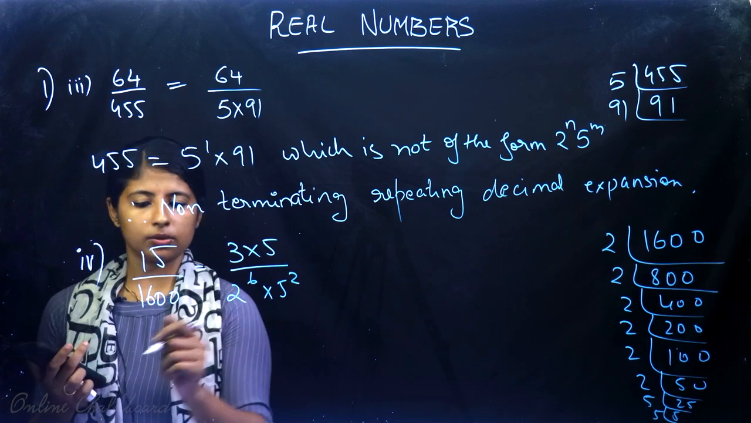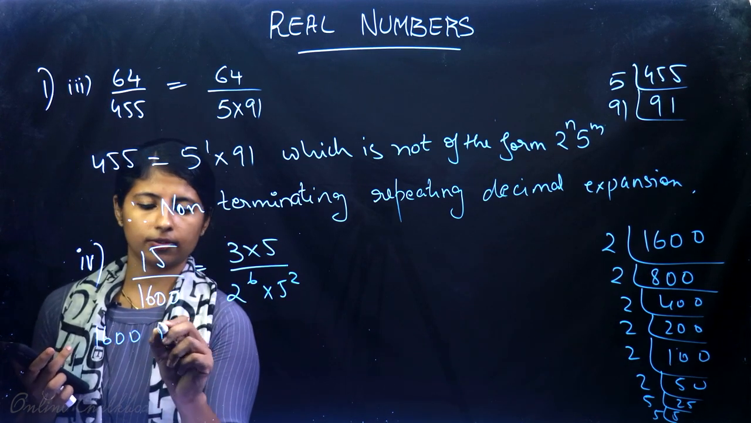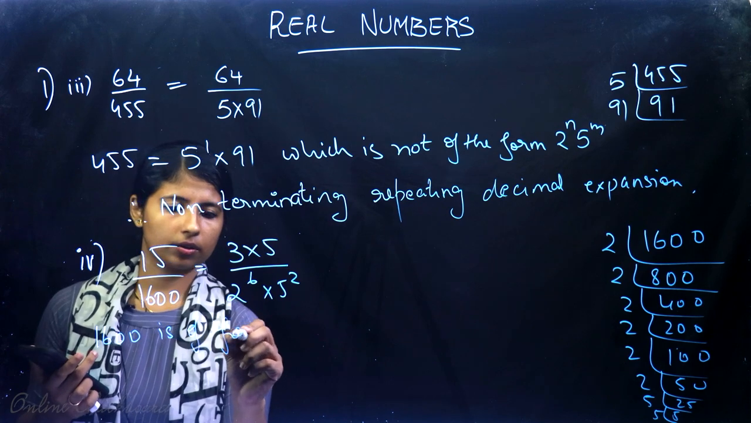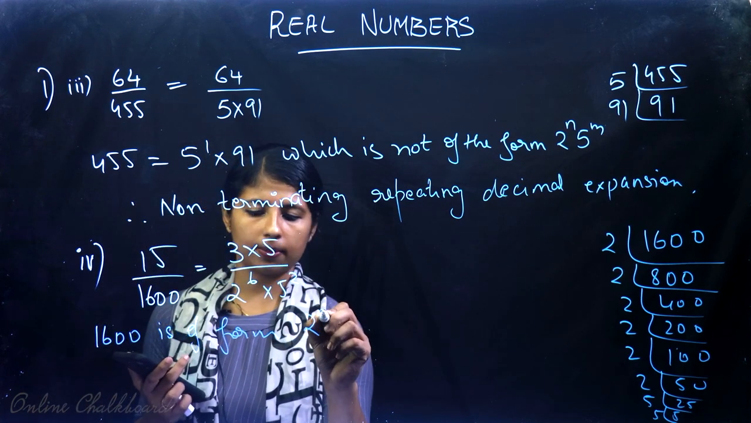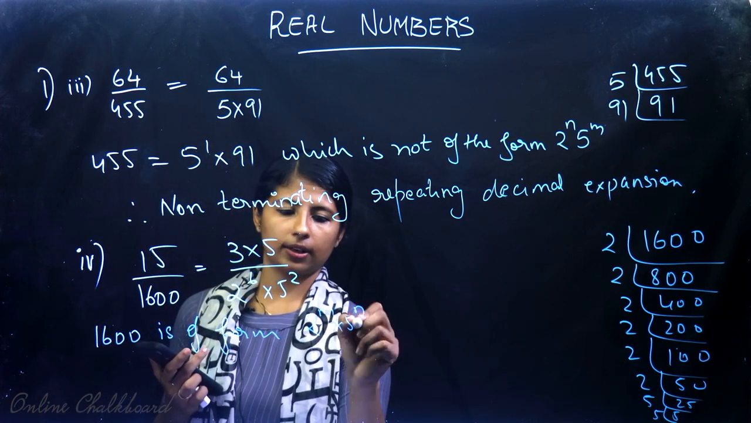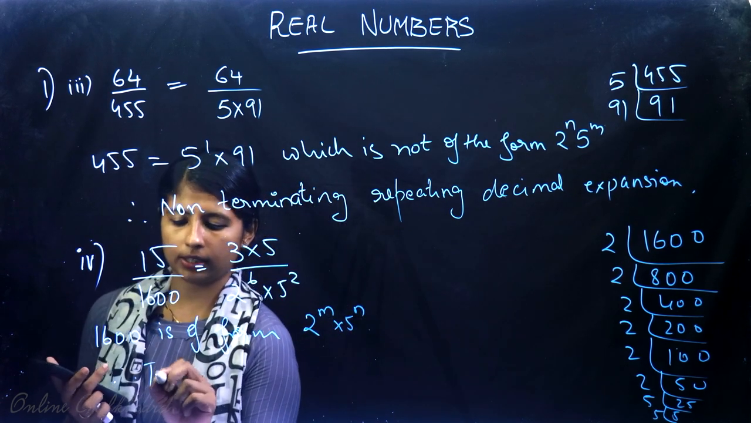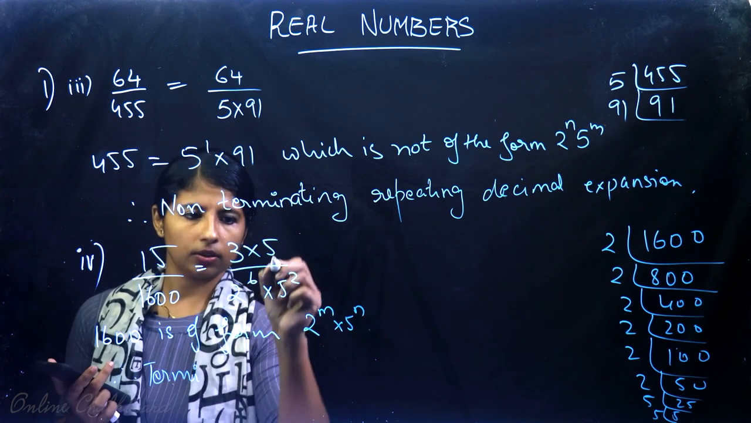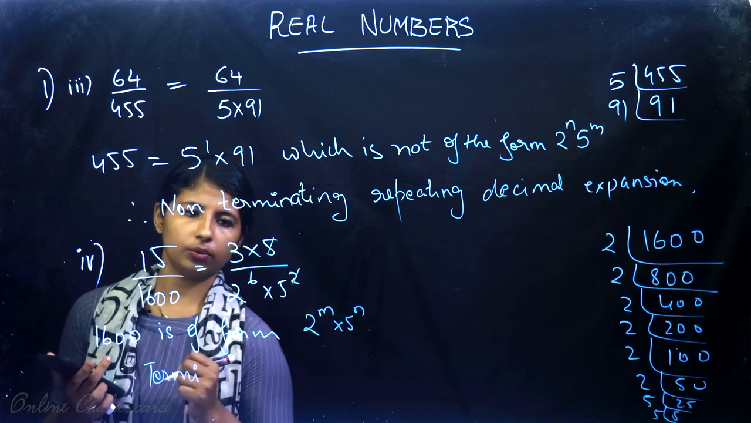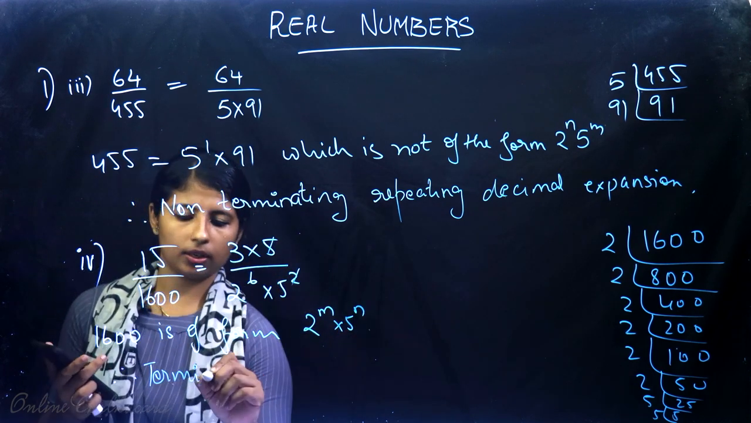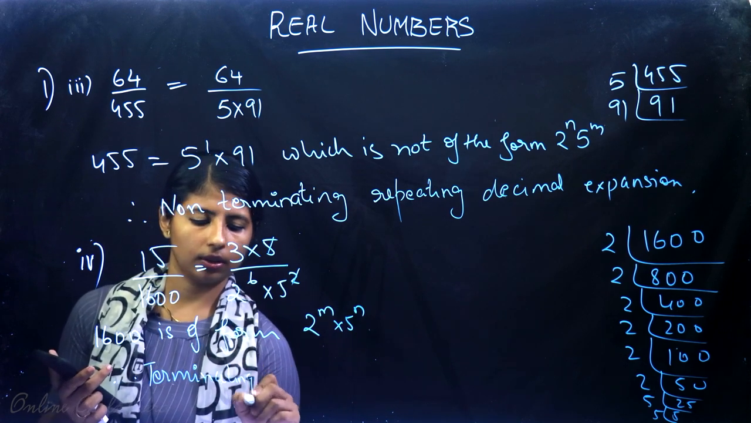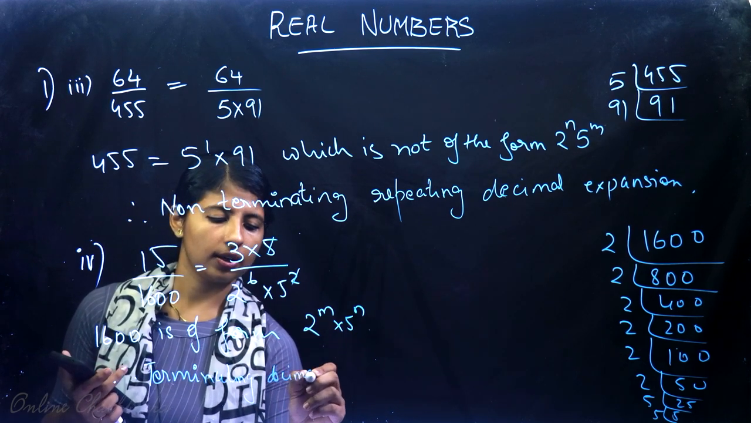You see 1600 is of the form 2 raised to n into 5 raised to m. Therefore, terminating decimal expansion. You see, even if I cancel this, it is still of the form, terminating decimal expansion.